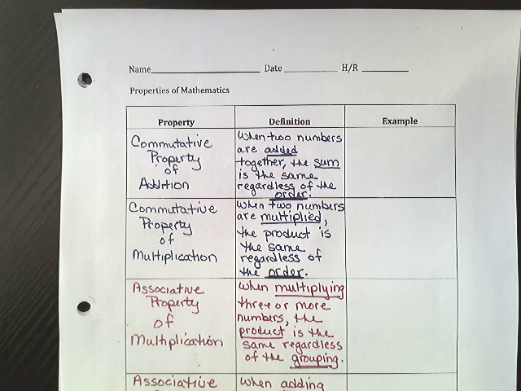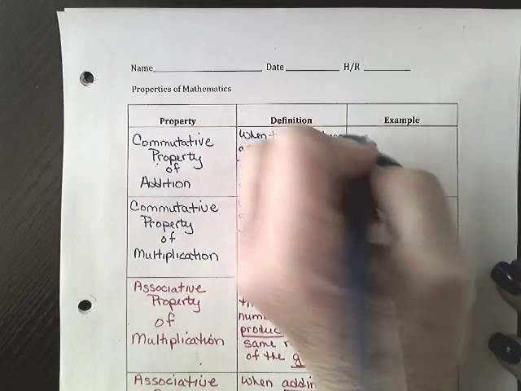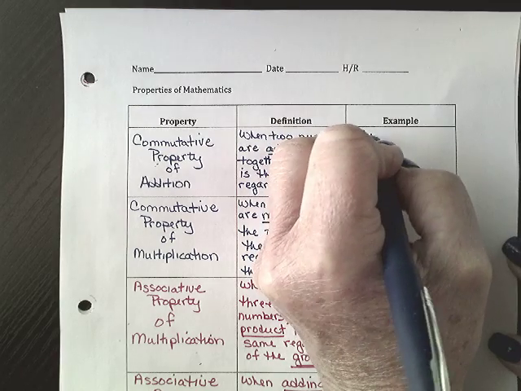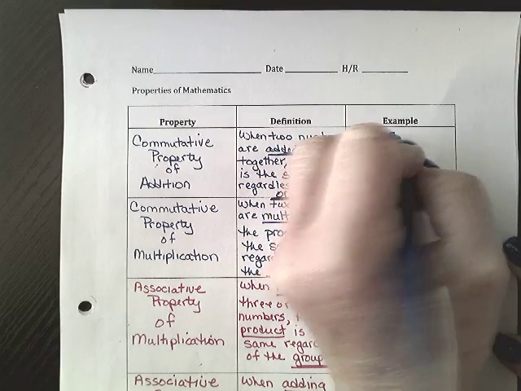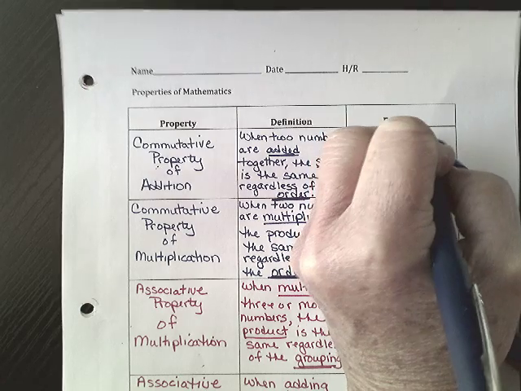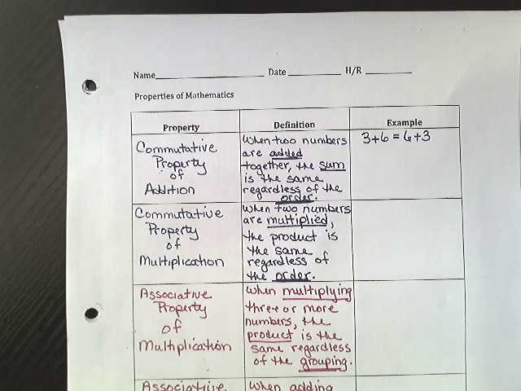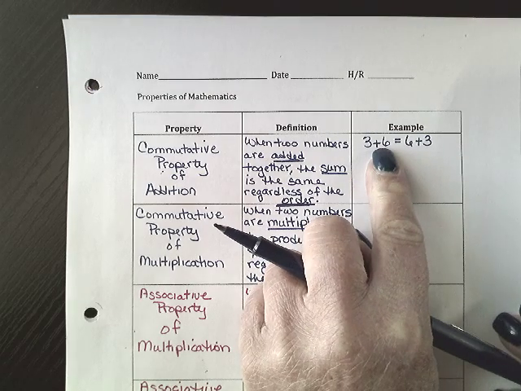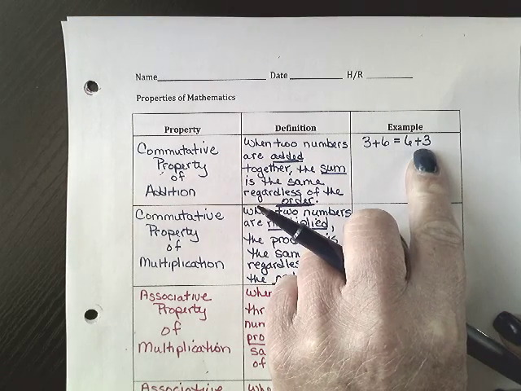The commutative property of addition. When 2 numbers are added together, the sum is the same, regardless of the order of the numbers. So for example, if I have 3 plus 6, that is going to equal 6 plus 3. I'm just switching the order of the numbers. 3 plus 6 is 9. 6 plus 3 is 9.